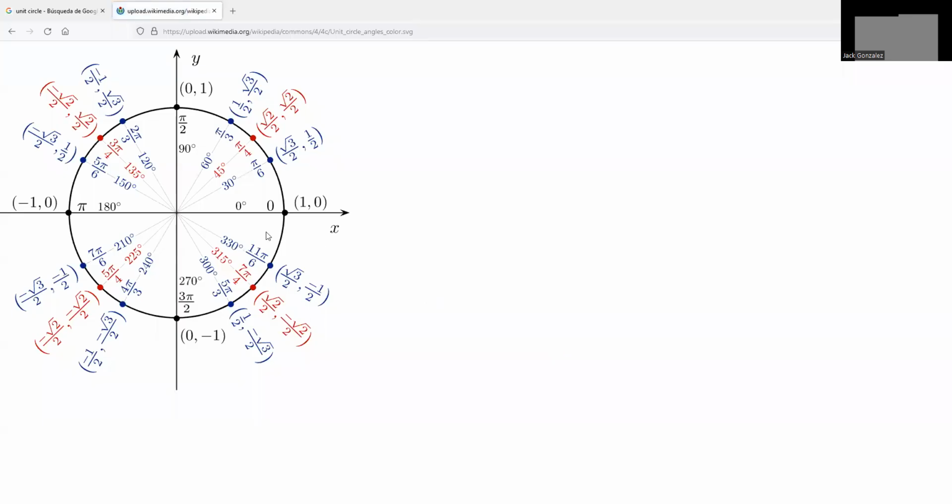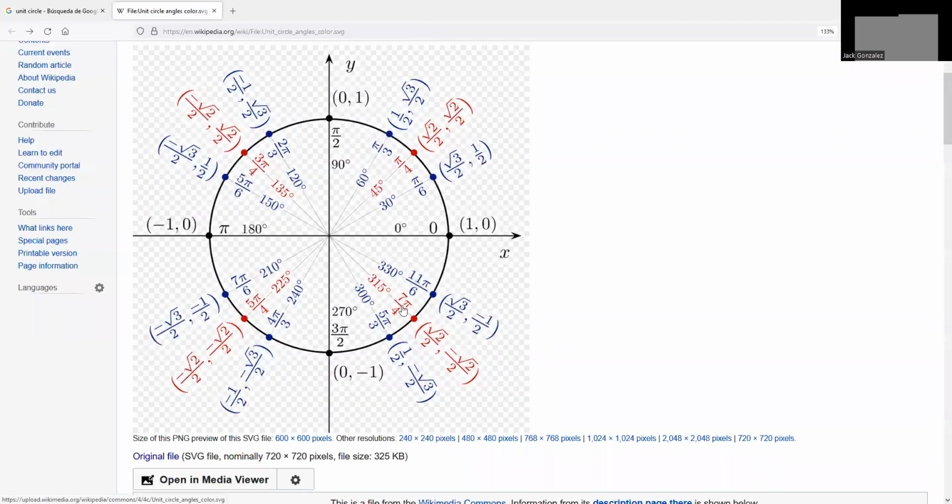So visually, 800 degrees means I went around once, 360, and then again, 720, and then I had 80 degrees left. So I'm about here.